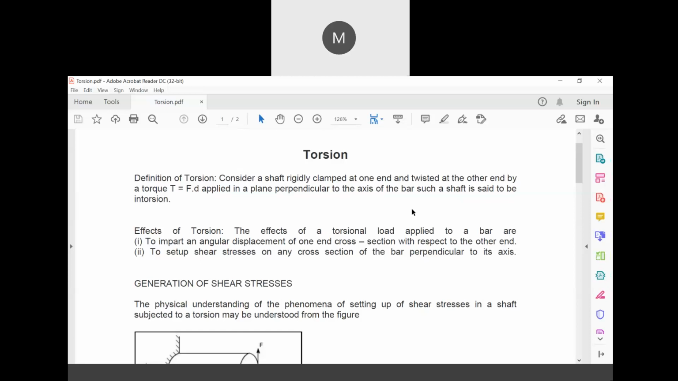Rotating person. Again, someone is giving the attendance. This is very much disturbing. It's very much disturbing. These two will be marked absent. I'm assuring you that.